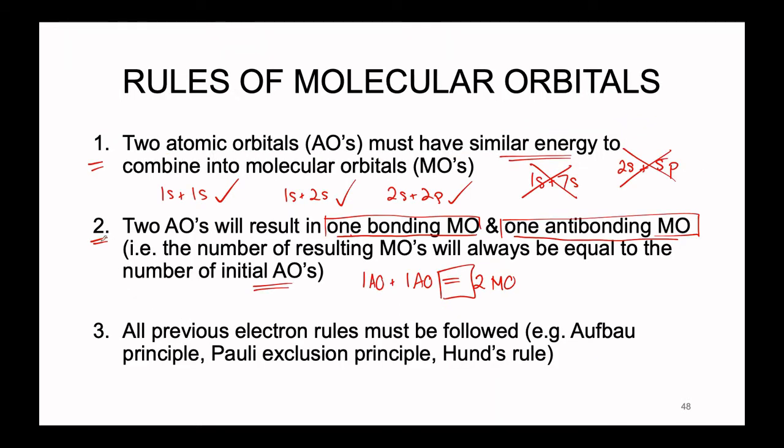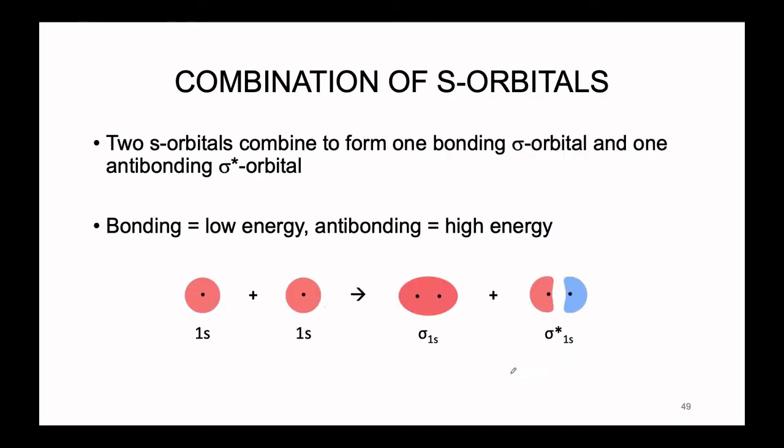All right, so that's rule number 2. Rule number 3 states that all previous electron rules must also be followed. So this is the Aufbau principle, the Pauli exclusion principle, and Hund's rules. All of these must still be followed and obeyed. Just because we're working with molecular orbitals doesn't mean that the inherent behaviors and characteristics of electrons all just get thrown out the window. So we need to also adhere to these previous rules as well.